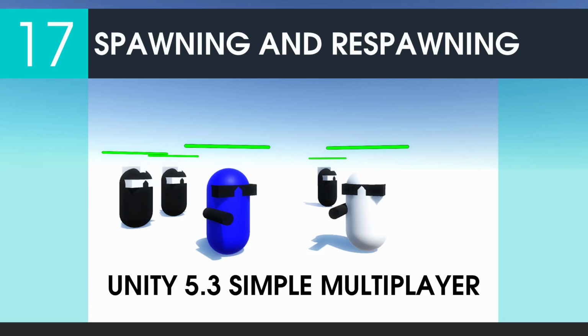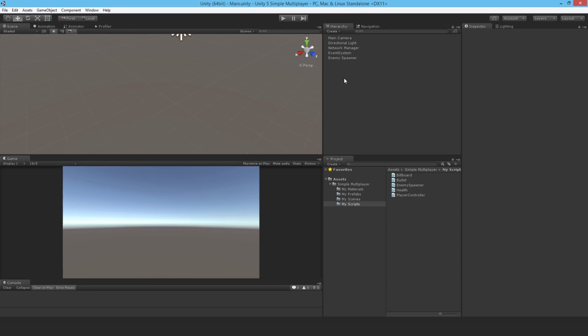Welcome to part 17, spawning and respawning. Currently the players spawn at the 0 world coordinates, and we can change that. We can have spawn points and have them spawn at those points.